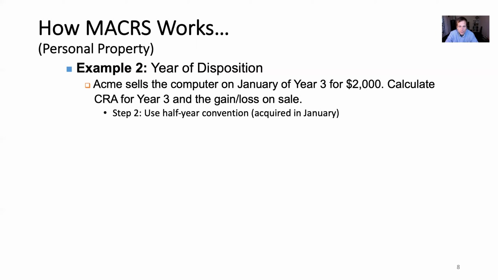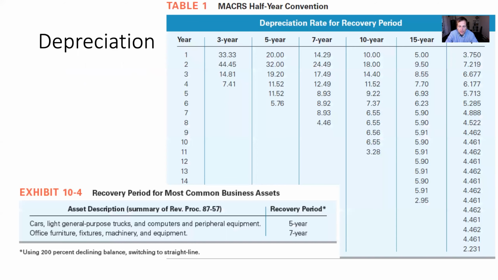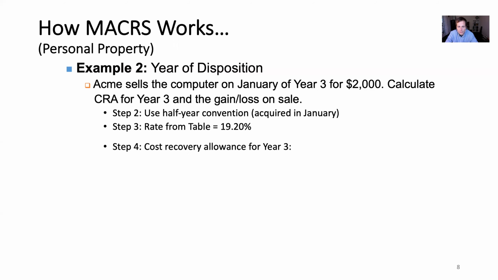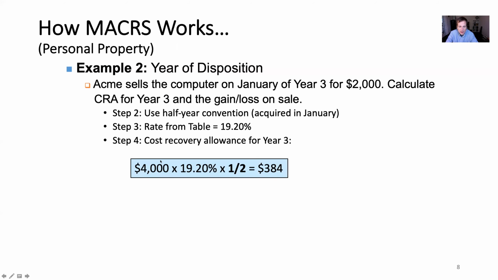So I still have my computer and I'm still going to use my initial basis of $4,000 to start. $4,000 times the year 3 number, which is 19.2%. That 19.2% times the $4,000 would be the full year, but because I sold it during year 3, I had to multiply it by half. Even though I sold it in January, it's half-year convention, so I'll always get a half year. So their deduction that year would be $384.